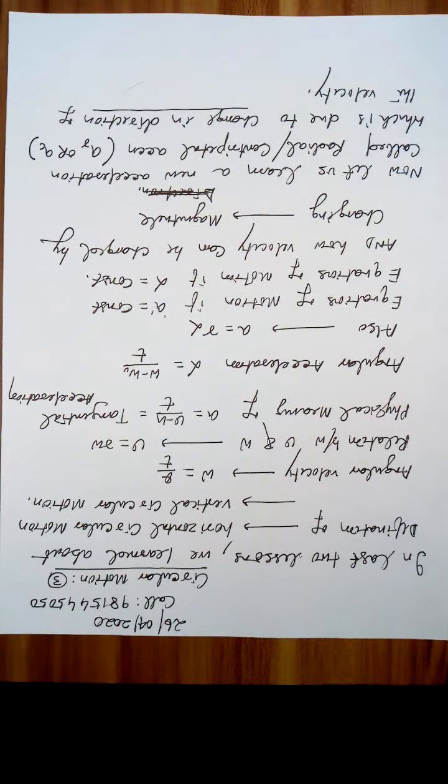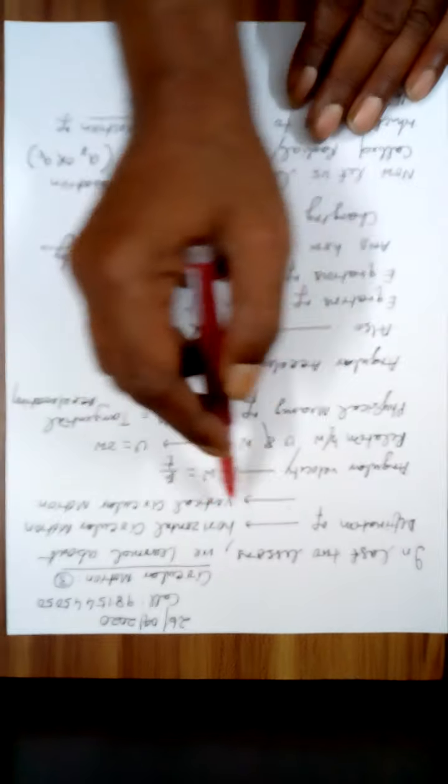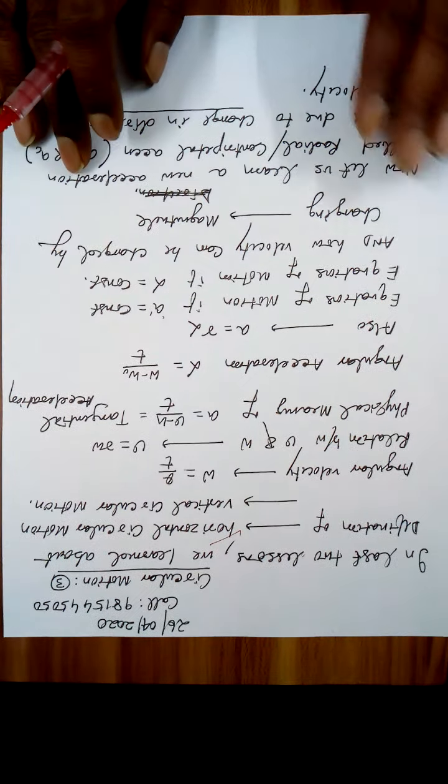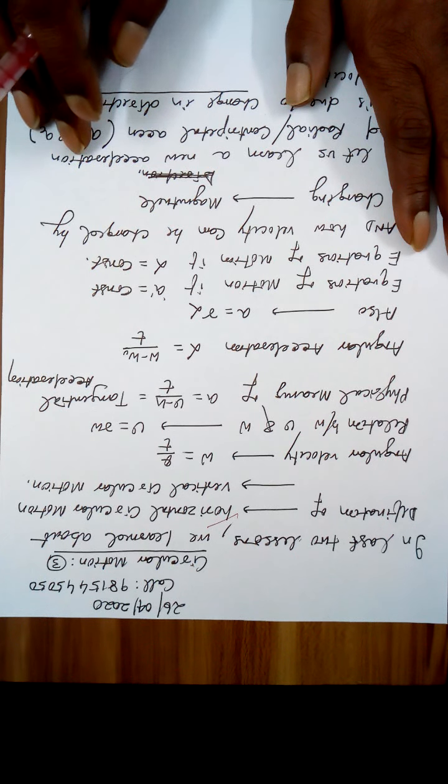Now circular motion, lesson 3. In the last two lessons we learned about the definition of horizontal circular motion, that is, a body moving in a horizontal circle at a constant speed.